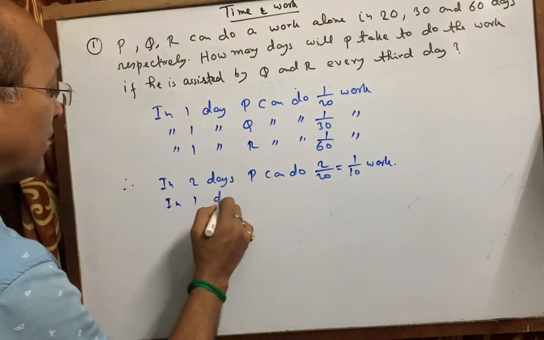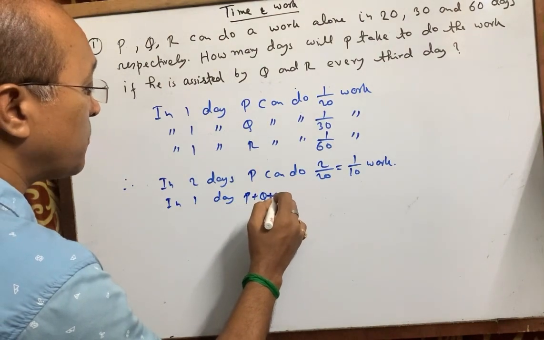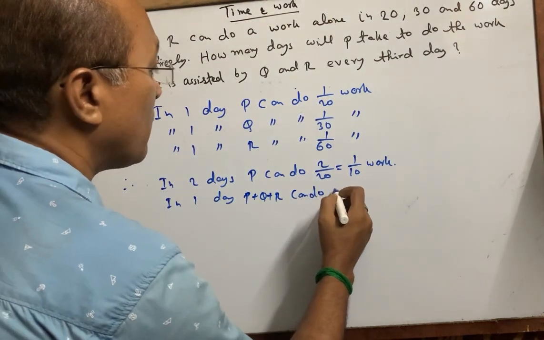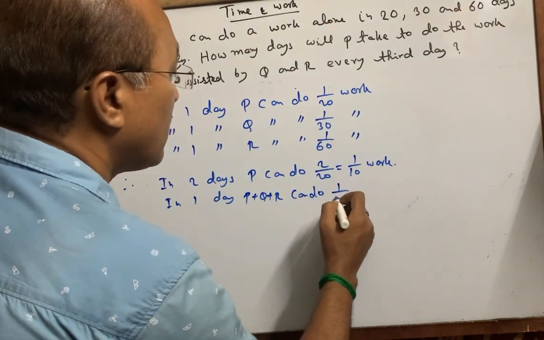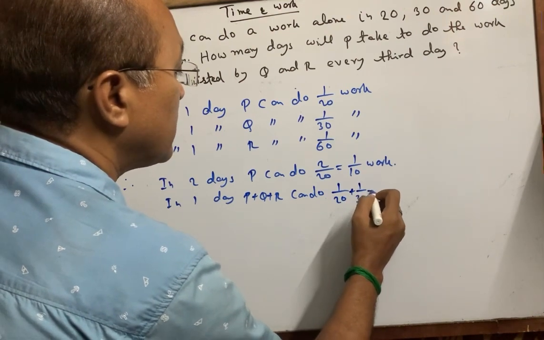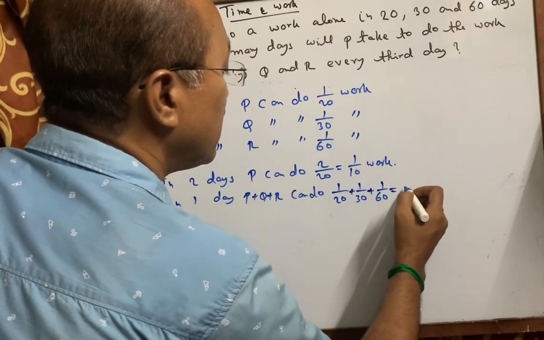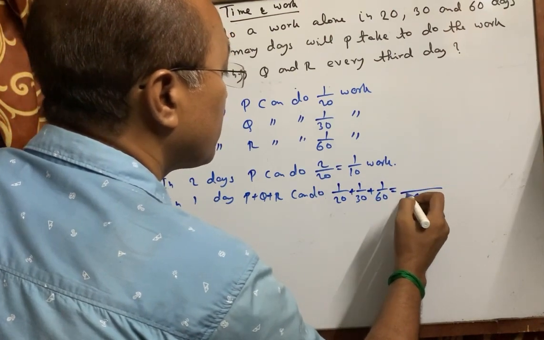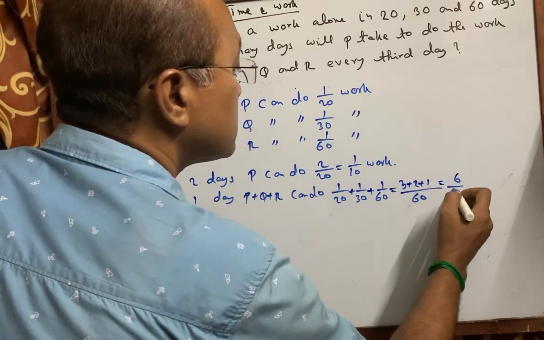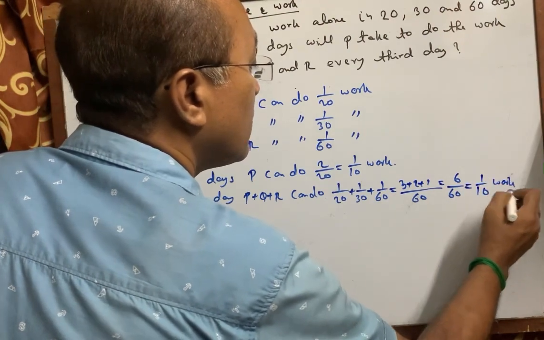And in one day, that is the third day, P plus Q plus R can do 1 by 20, 1 by 30, 1 by 60. That is ultimately 3 plus 2 plus 1, 6 by 60, that is 1 by 10 work.